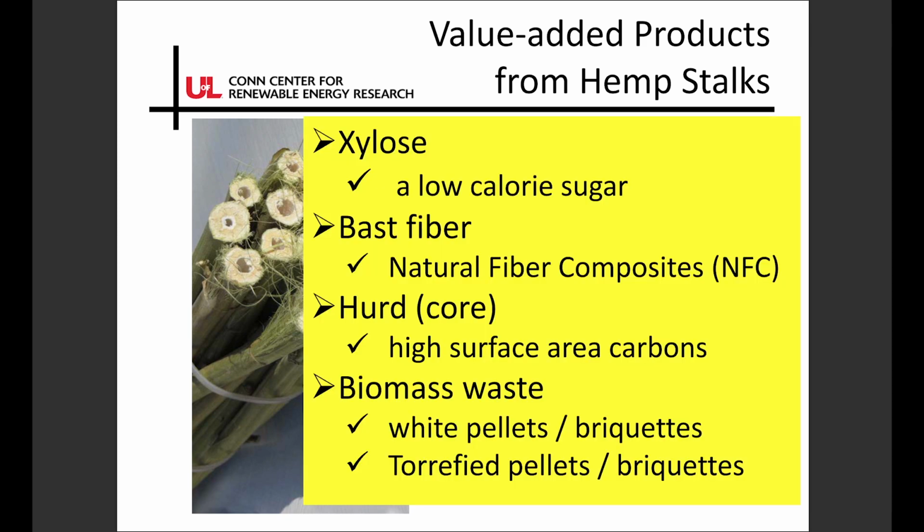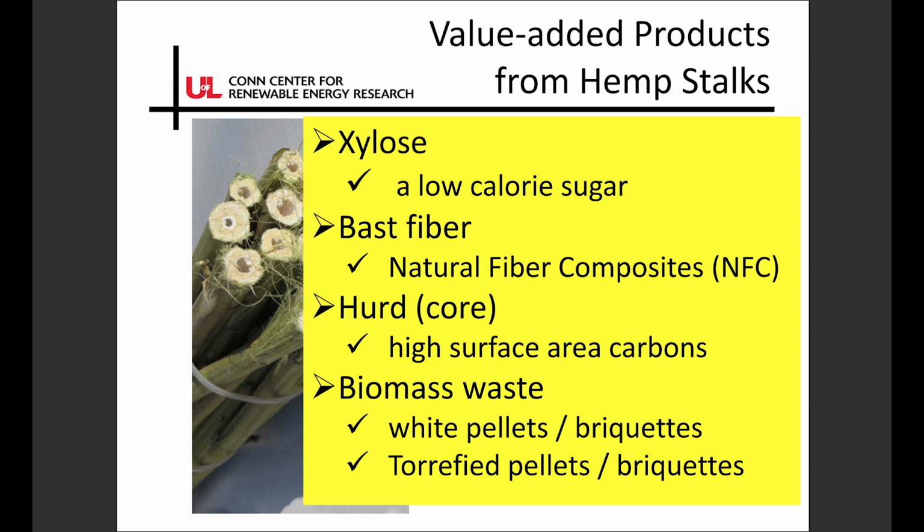The opportunities I would like to share with you are some of the products that we are working on using hemp stalks. One is a low-calorie sugar called xylose that we make from these hemp stalks. The xylose is about $1.70 a pound. I'll talk more about the sugar. And then obviously the bast fiber that we are using, similar to what Sunstan is using. We use a different process, but we get natural fiber composites. We're doing a lot of work on that.